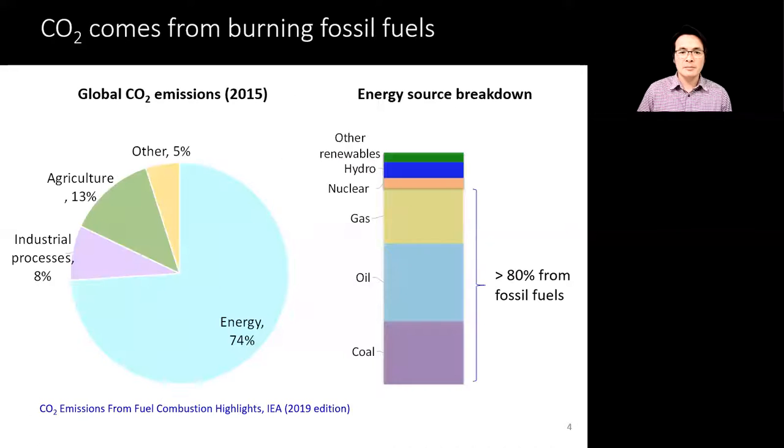So where does this come from? CO2 comes from different sources, but the energy sector is by far the largest CO2 emitter. It accounts for more than 70% of total CO2 emission. And it is not a surprise because more than 80% of our energy comes from fossil fuels like gas, oil, and coal. And when we burn them, we emit CO2. And less than 20% comes from renewable energy. So if we want to tackle the CO2 emission, we need to think about different sources of energy.